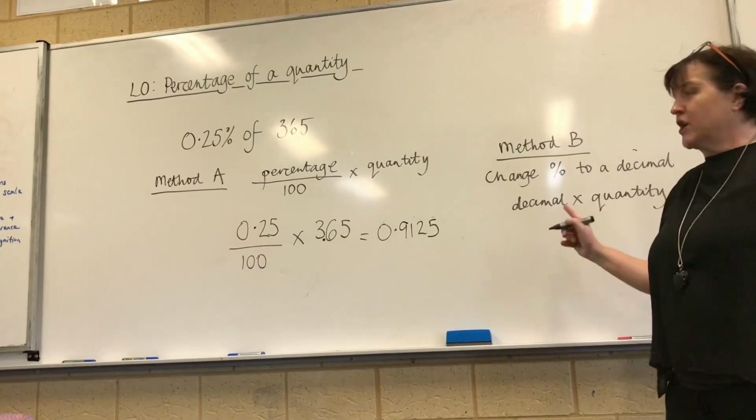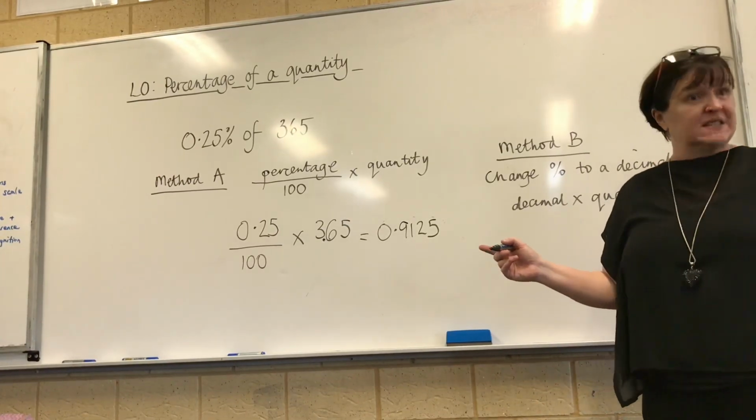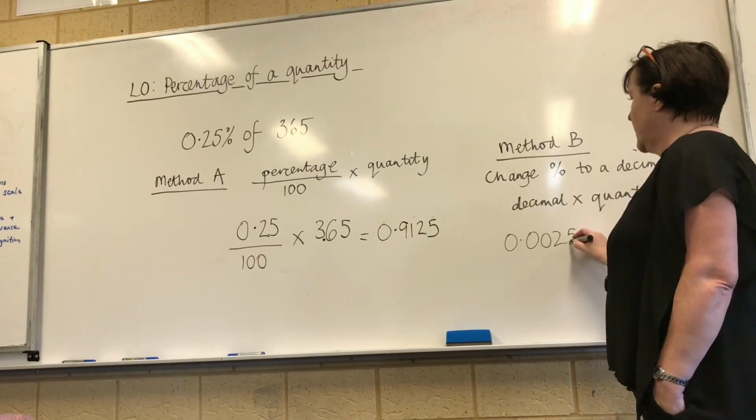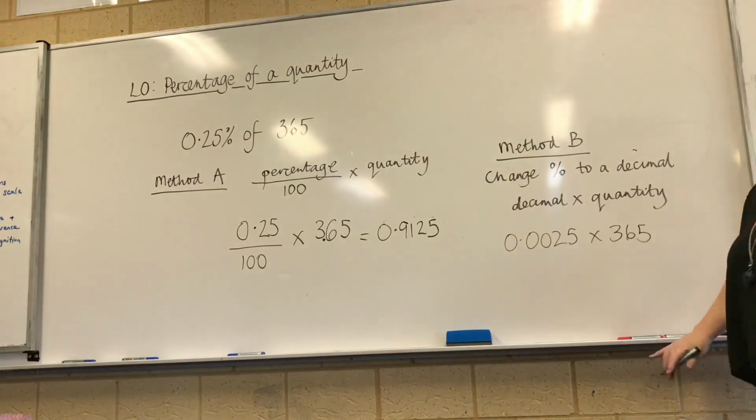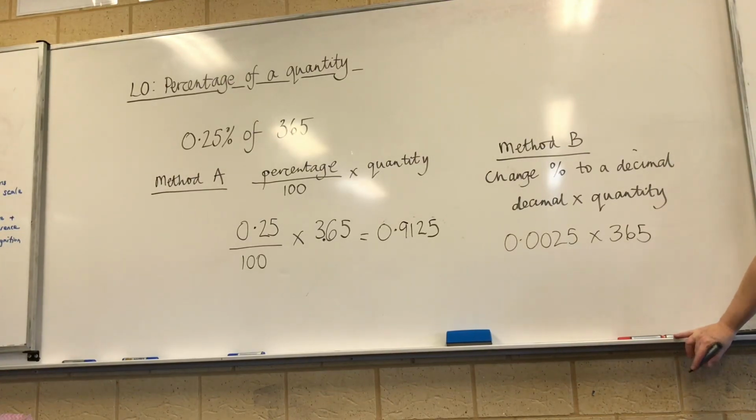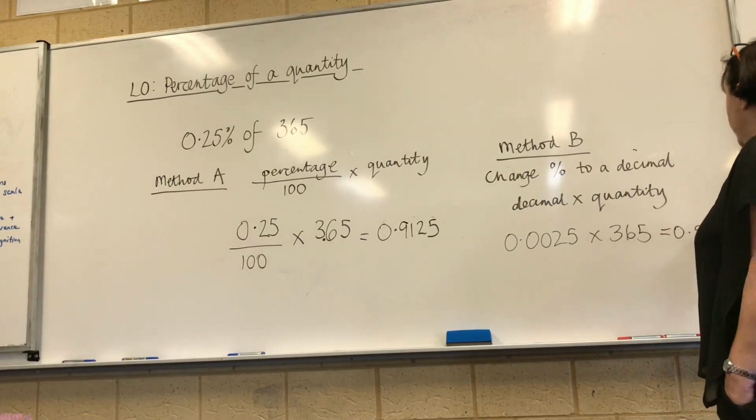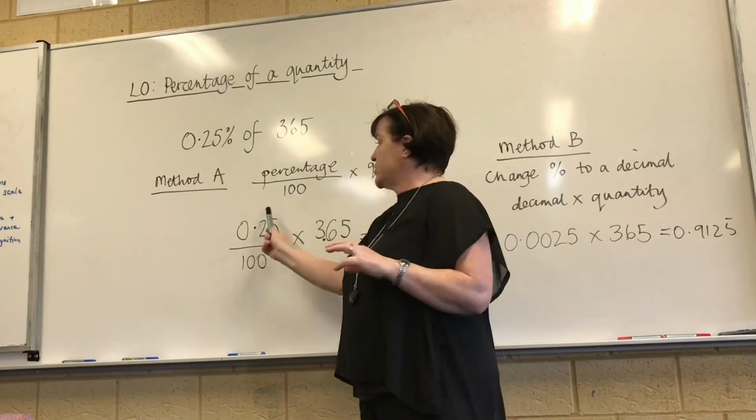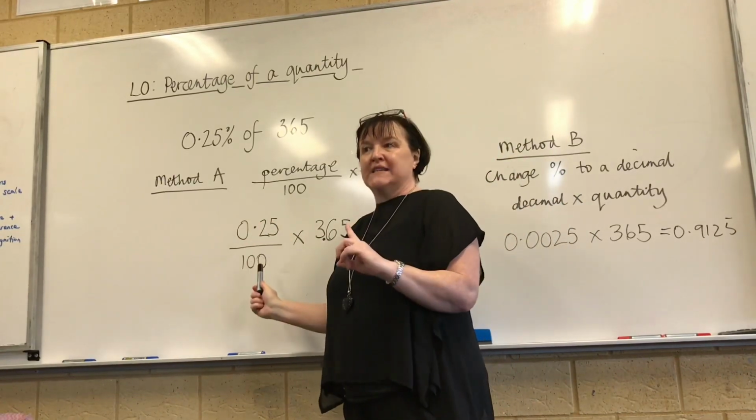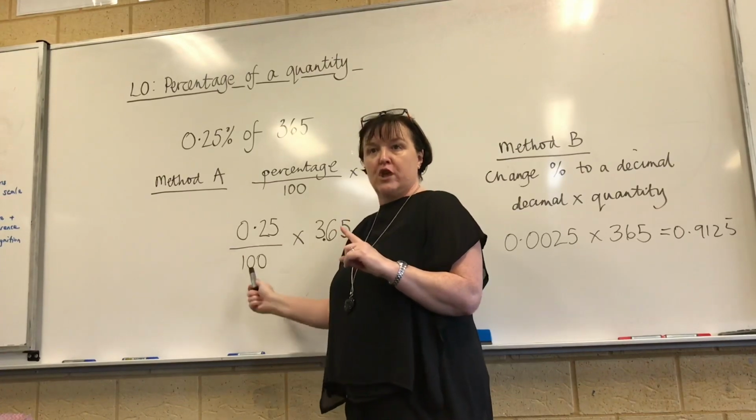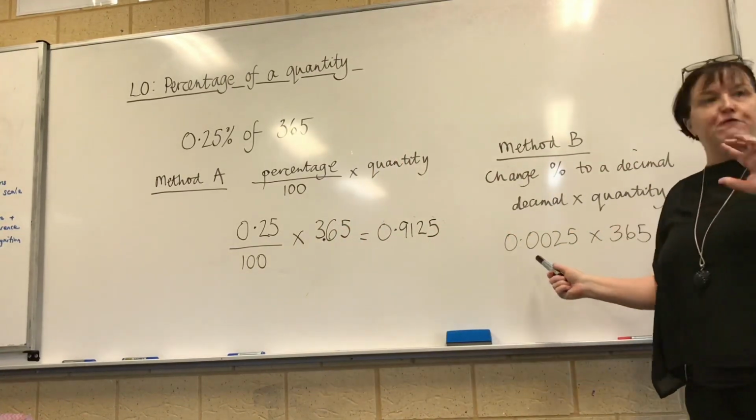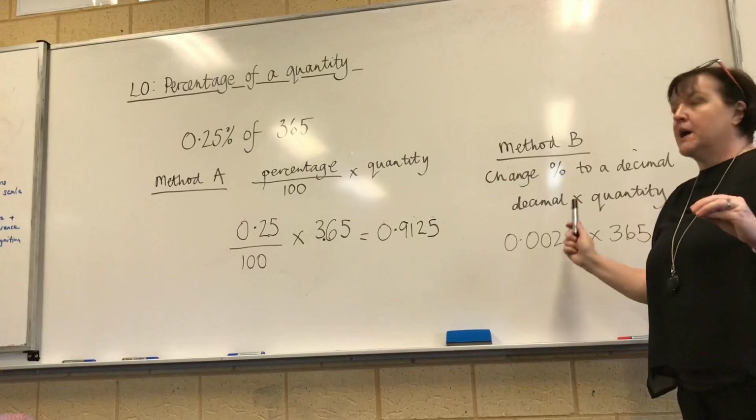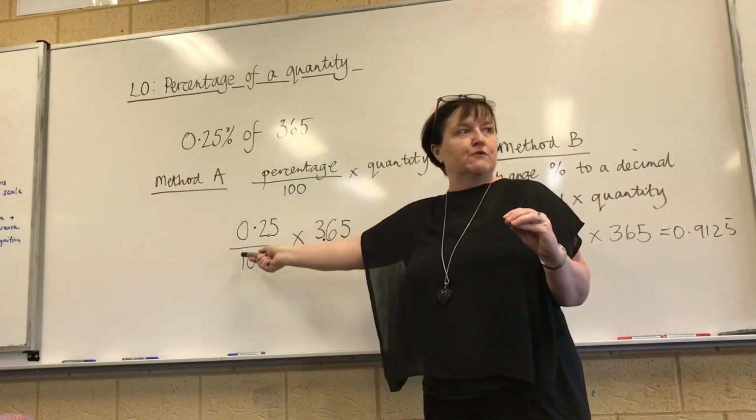So, this one then for a decimal. What is 0.25% as a decimal? 0.0025. Yeah, so 0.0025 times 365. What's your answer then? 0.9125. Yeah, got to be the same, hasn't it? Now, I personally, for one like that, would use the first method because the calculator is doing the converting for you. If you are very, very secure at converting percentages to decimals, you can do that. But if you're not, let the calculator do the work for you.